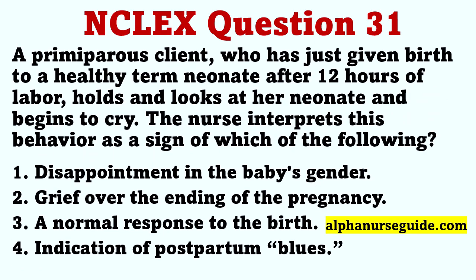A primiparous client who has just given birth to a healthy term neonate after 12 hours of labor holds and looks at her neonate and begins to cry. The nurse interprets this behavior as a sign of which of the following? 1. Disappointment in the baby's gender. 2. Grief over the ending of the pregnancy. 3. A normal response to the birth. 4. Indication of postpartum blues.